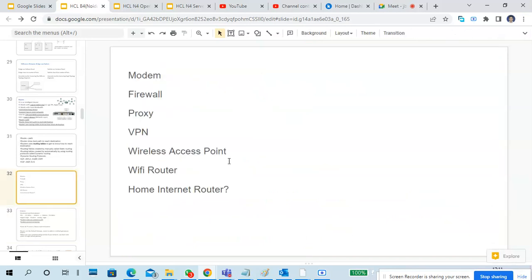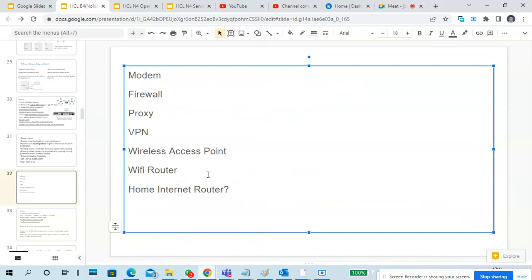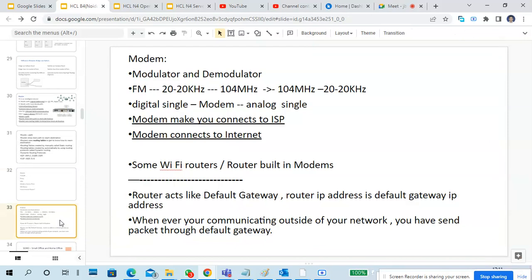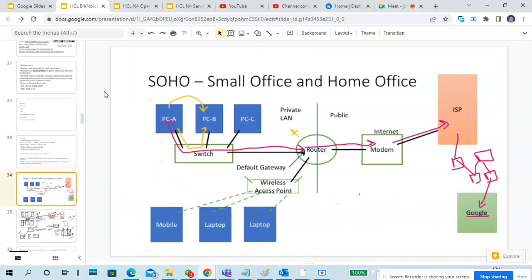And also there are a few more things like what is a wireless access point, what is a Wi-Fi router, what is a home internet router, what is a proxy, what is a firewall, what is a VPN. So find out all this information also. Already I explained this small home, small office kind of setup, but it is a little different, guys. A router and a modem are connected to the ISP, but internally you can see the devices are connected to the switch, the switch is connected to the router, and we can send a packet through the router to the internet.